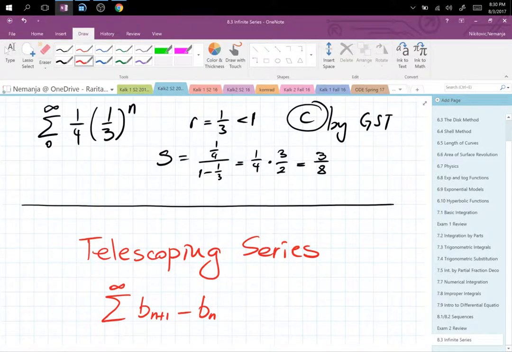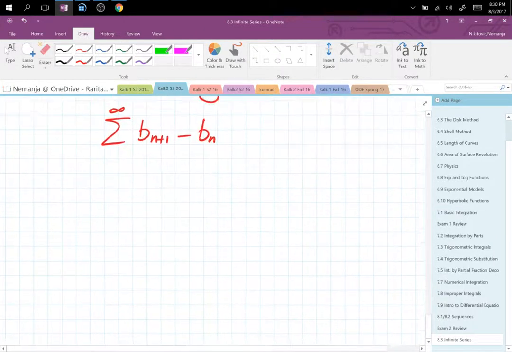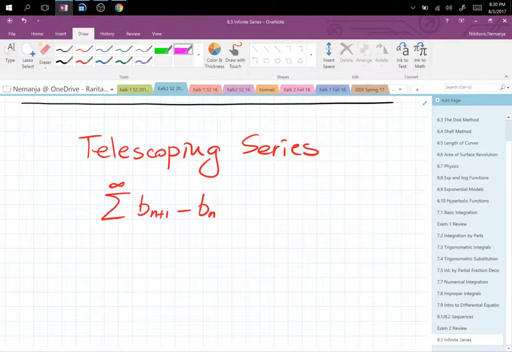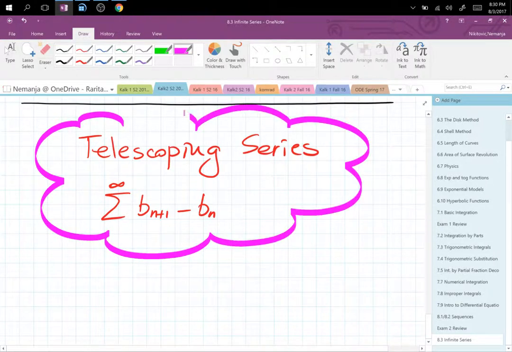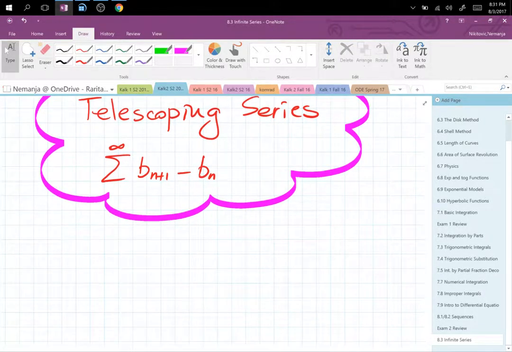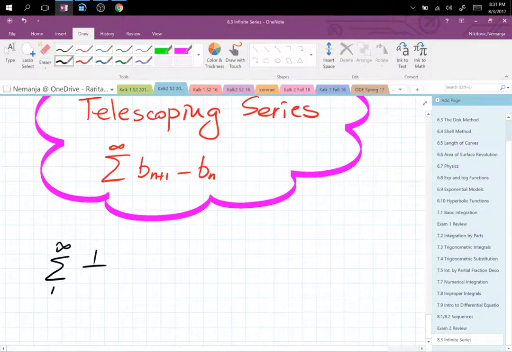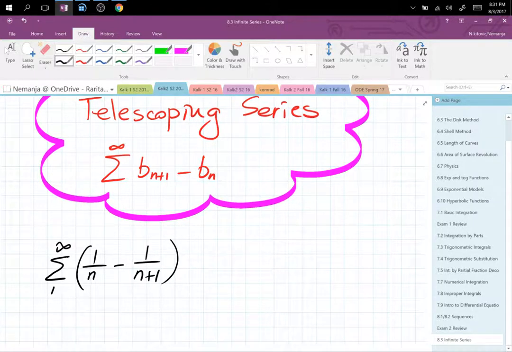All right. Telescoping series. You will recognize telescoping series if you have subtraction like this. Let's do an example immediately to learn the procedure. Summation from 1 to infinity of 1 over n minus 1 over n plus 1. So we see a subtraction of two series, and I would like to figure this out.